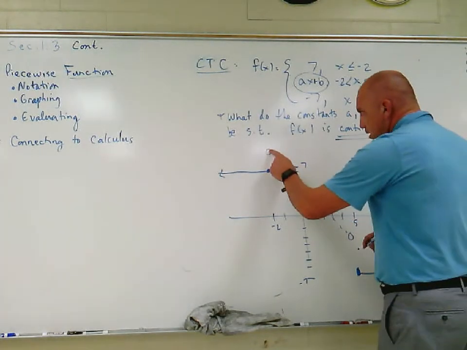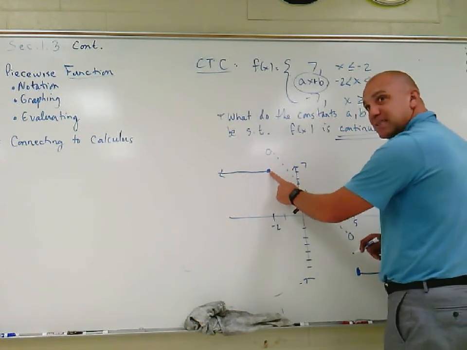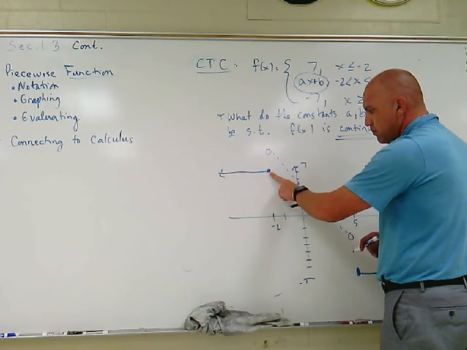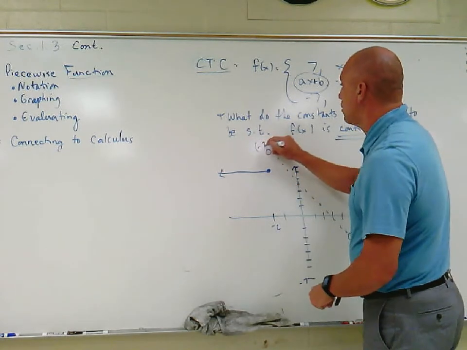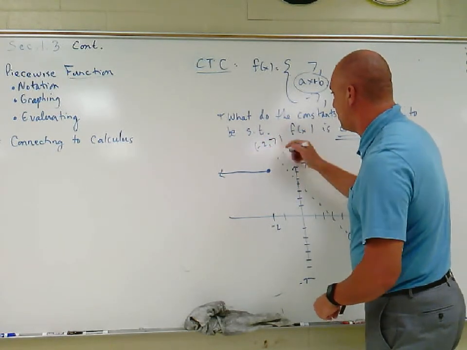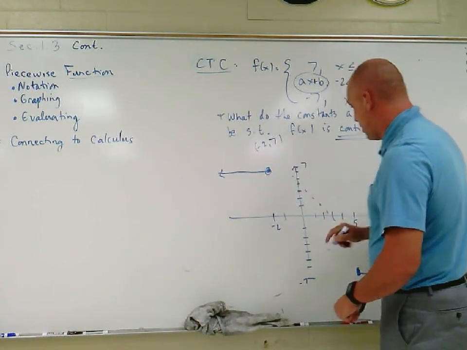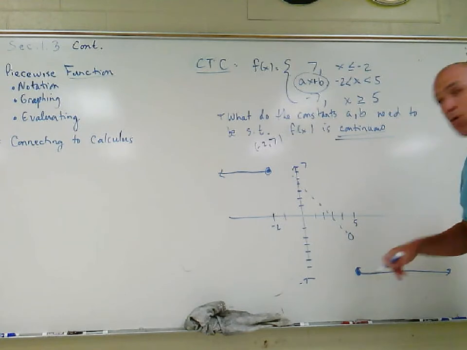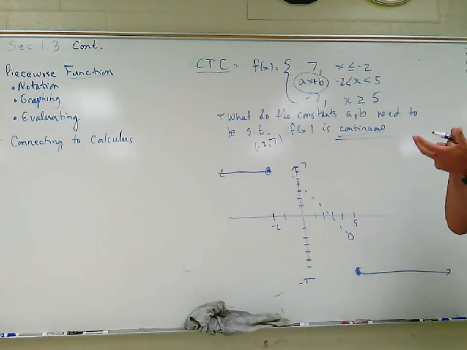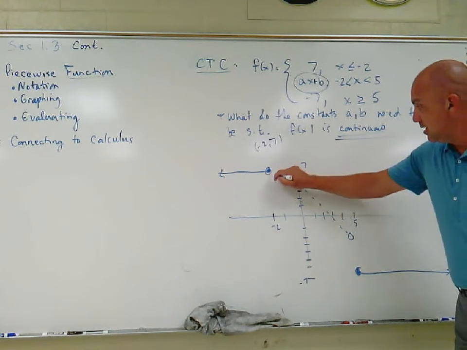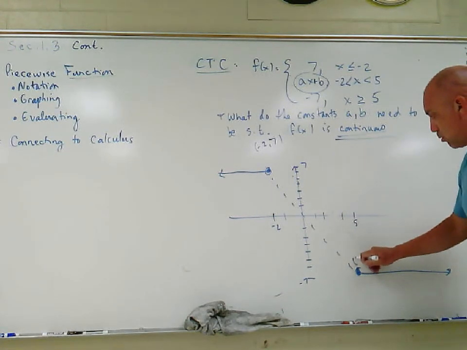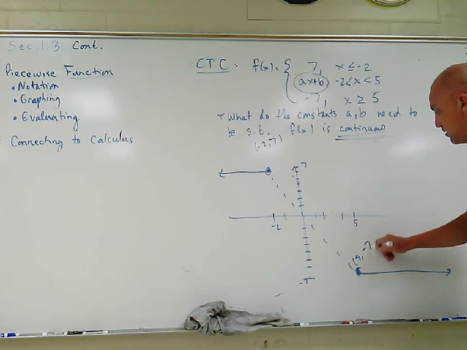So this open circle needs to be exactly right here at this point. What point is this right here? So we need that open circle to be at -2, 7 there, and we need this open circle to be where? And it won't be open because it'll snap together. Then we need this line. We need to know what that line is. So we need that part to be at 5, -7.